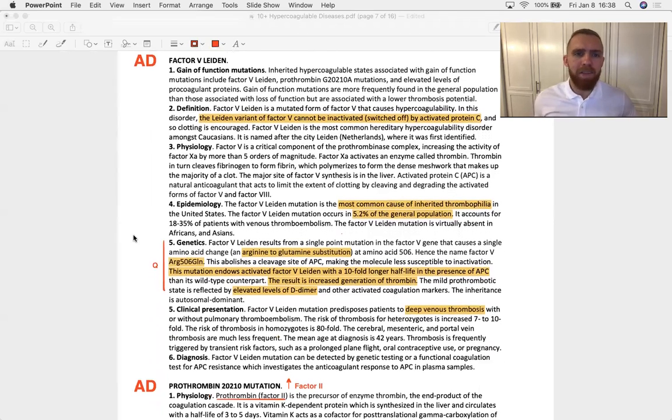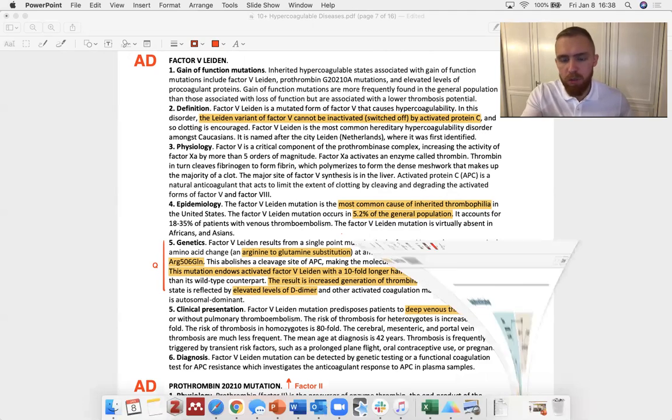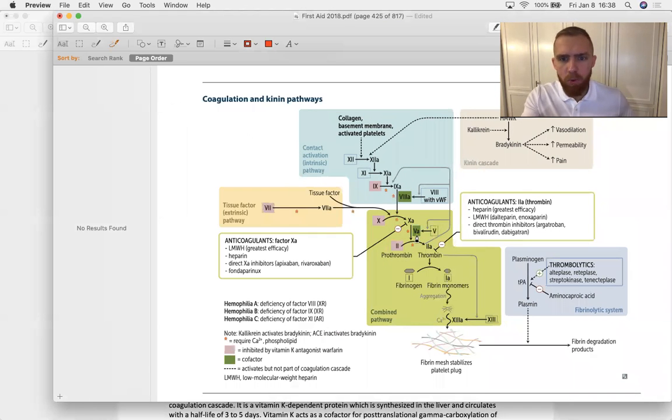Now, factor V Leiden, can't skip over that. Very common, very, very common cause of hypercoagulability, occurring in 5.2% of the general population. It's the most common cause of inherited thrombophilia. So it's a gene, it's factor V. Factor V, what does that do? Let's go back to the drawing board.